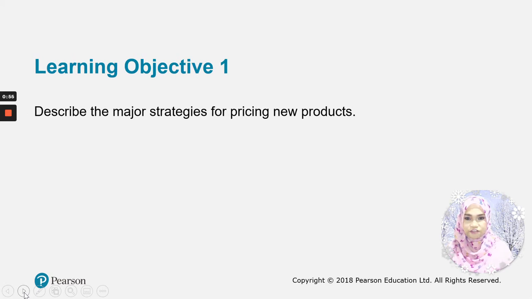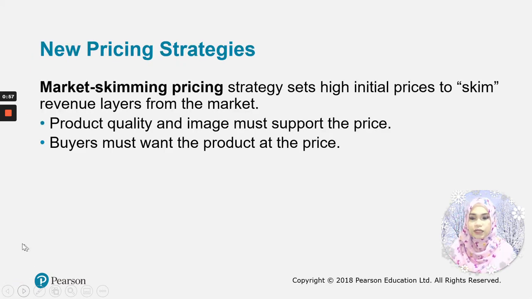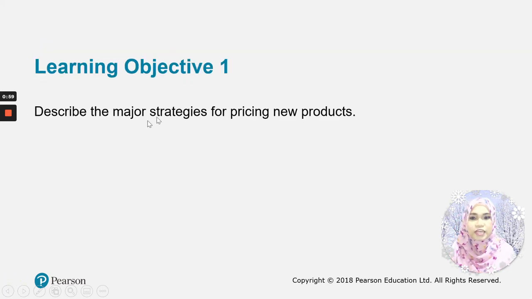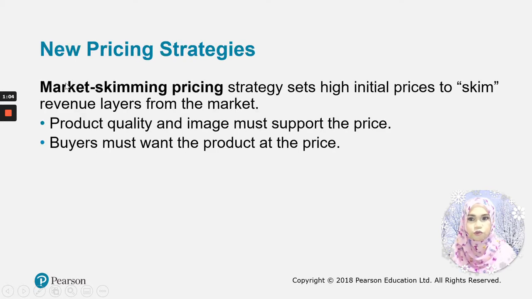So let's first look at the first learning objective. Now, what was it again? To describe major strategies for pricing new products. Now, the first strategy that you can do is market skimming pricing strategy, which sets high initial prices to skim the revenue layers from the market. Products will typically have higher prices when they first launch. So the quality and image must support the price, and buyers must want the product at that particular price.